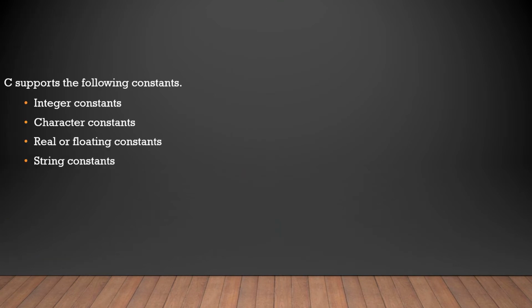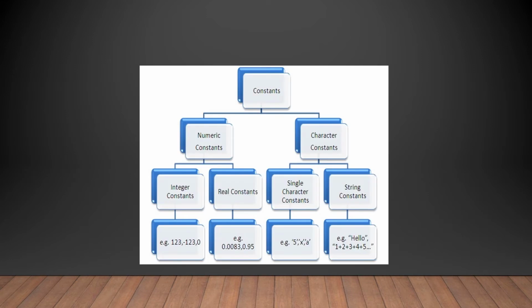And we know that C supports some of the constants. It supports a rich set of constants like integer constants, character constants, real or floating point constants, or string constants. So constants can be classified as numeric constants and character constants. Numeric constants in turn are classified as integer constants and real constants. Real constants means floating point constants. And integer constants means whole numbers. An integer refers to a sequence of digits, so it is of whole numbers.